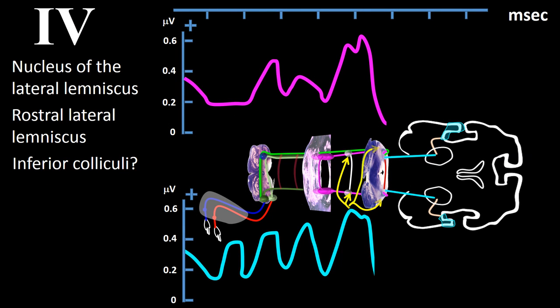The origin of wave 4 is certainly in the upper pons, most likely from the rostral lateral lemniscus, and perhaps some components do arise from the inferior colliculi.